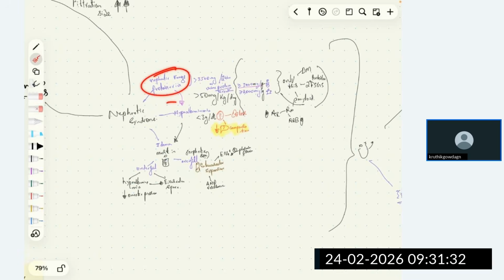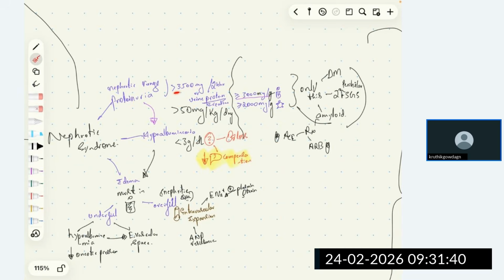For nephrotic syndrome, all three criteria should be fulfilled in adults; in children, 1 plus 2 or 3 should be fulfilled. Let's see what they are. In adults, all these three criteria should be met to classify as nephrotic syndrome. That is nephrotic range proteinuria: more than 3,500 milligram per 24-hour protein excretion in urine, or urine protein to creatinine ratio more than 3 gram per gram in adults and more than 2 gram per gram in children is considered nephrotic range proteinuria.